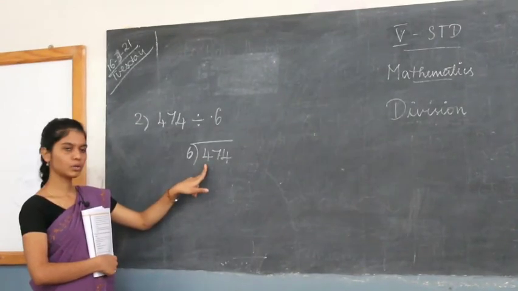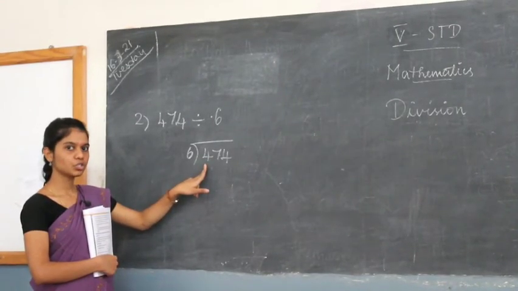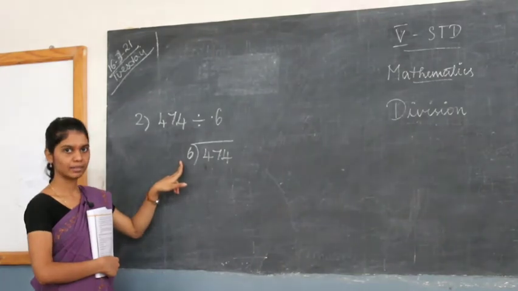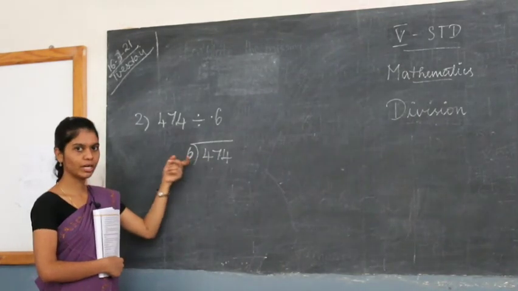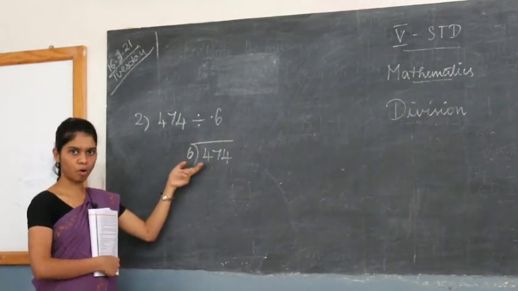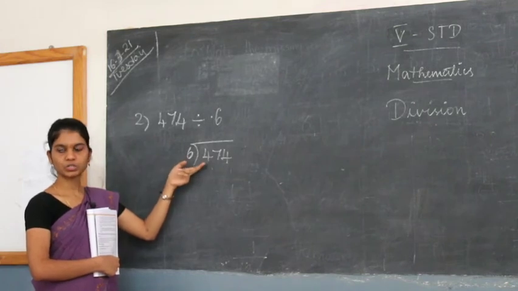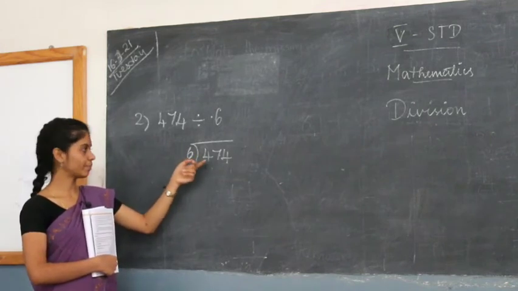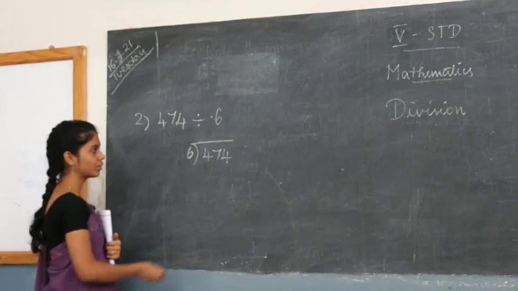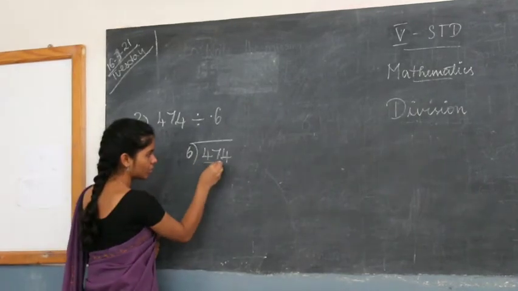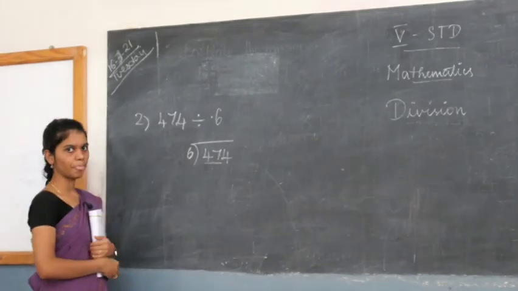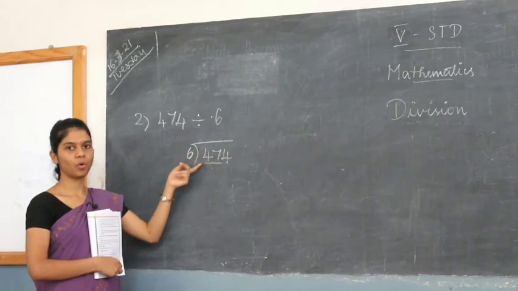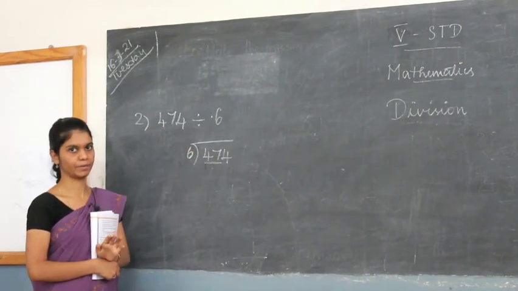So what you should do? You should compare them with the divisor. See, here you have 4 and here you have 6. 4 is smaller. So what you should do? You should take one more digit from the next number. So you will consider both numbers 4 and 7. 4, 7 together 47. Right.